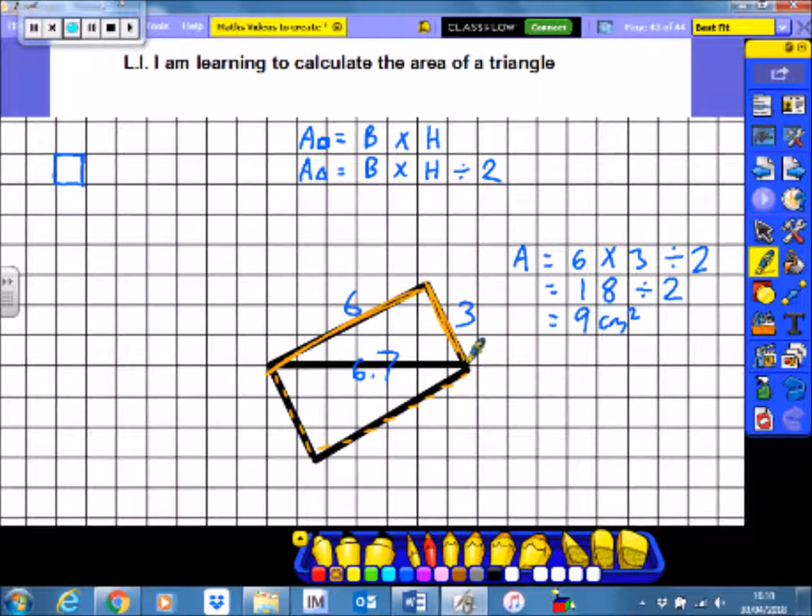So bear in mind, triangles can appear at different angles, different orientations, but you should still be able to work out which one is the base, which one is the height, and use that to find your answer by multiplying them together and then halving it.